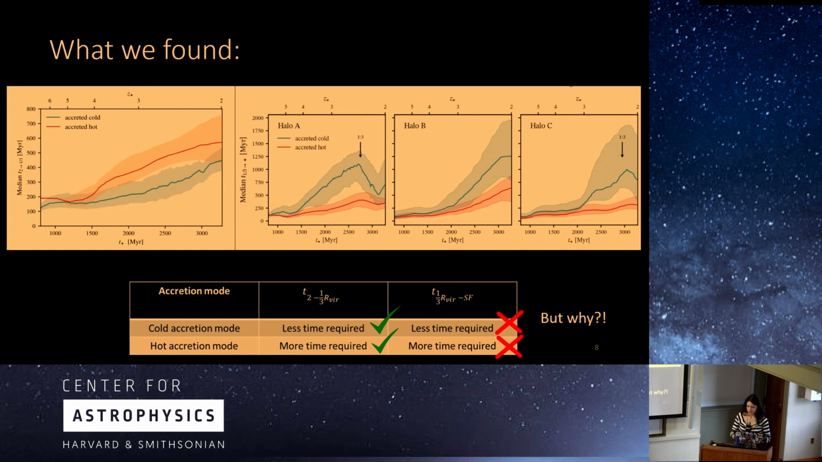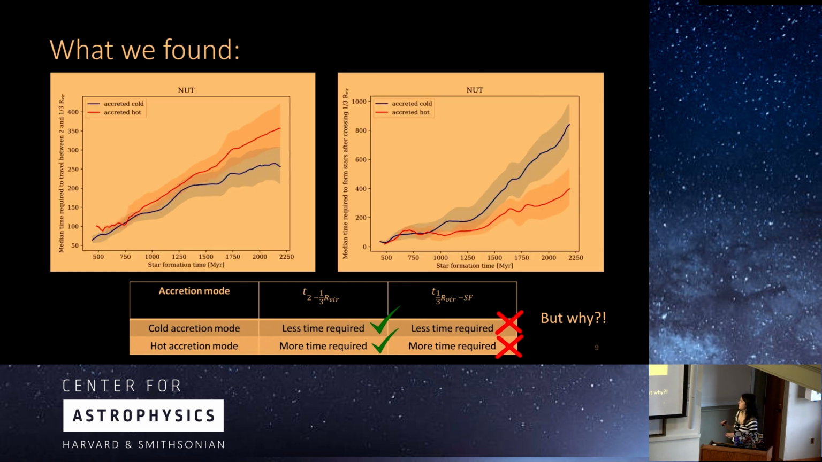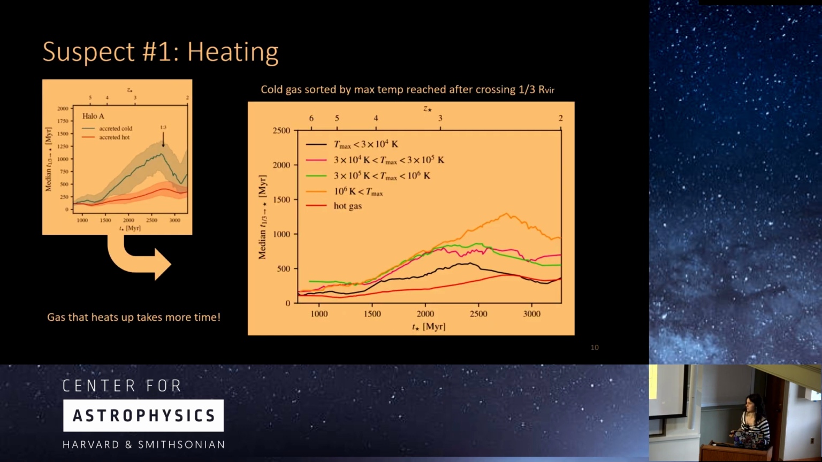Yeah, and then when I looked at the NUT simulation, exactly the same results, except fewer bumps because the NUT galaxy is a bit more isolated, so there are not many mergers. So yeah, we have this surprise. Now, what could possibly be causing it? So the first suspect was heating.